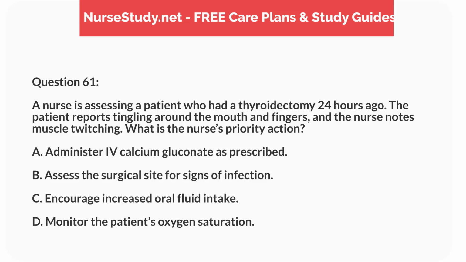Question 61. A nurse is assessing a patient who had a thyroidectomy 24 hours ago. The patient reports tingling around the mouth and fingers, and the nurse notes muscle twitching. What is the nurse's priority action? A. Administer IV calcium gluconate as prescribed. B. Assess the surgical site for signs of infection. C. Encourage increased oral fluid intake. D. Monitor the patient's oxygen saturation.